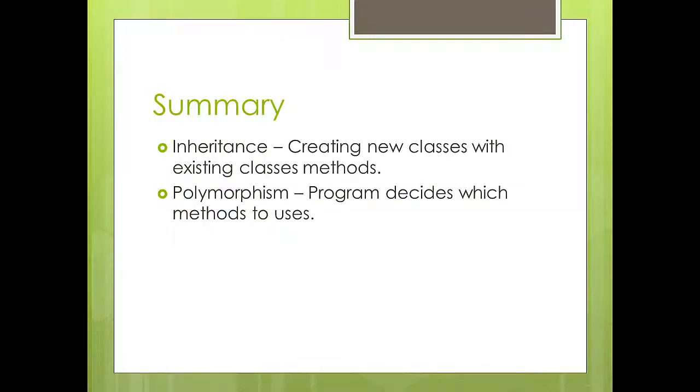Today we learned that inheritance is when a new class is created that has an existing class's method and fields. These are known as subclasses and superclasses. Polymorphism allows the program to decide which method should be used. This is done at runtime.